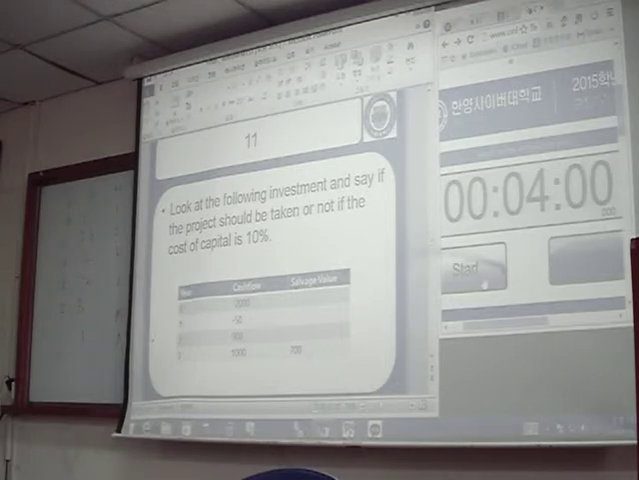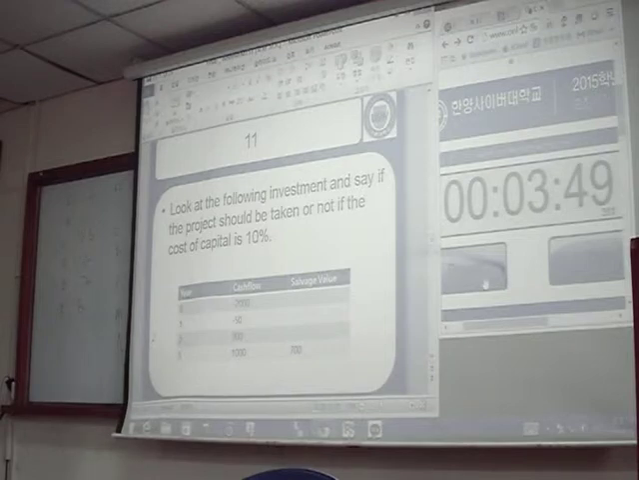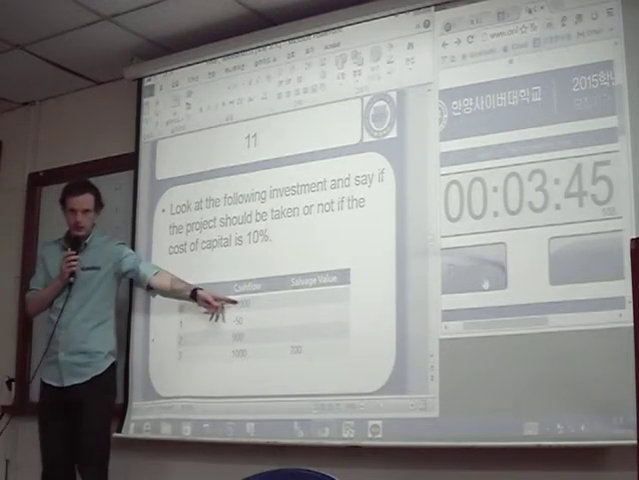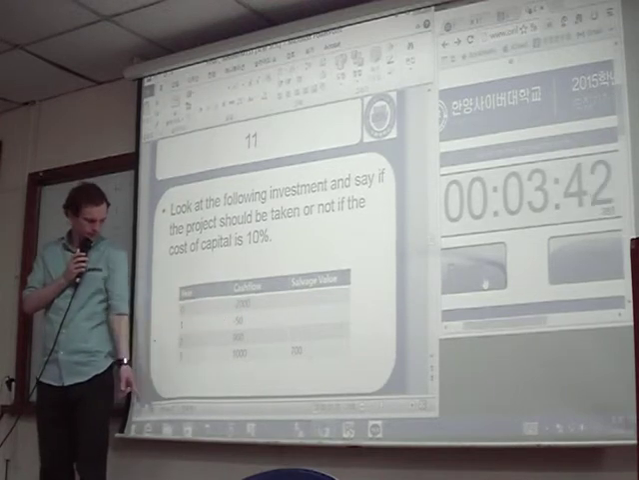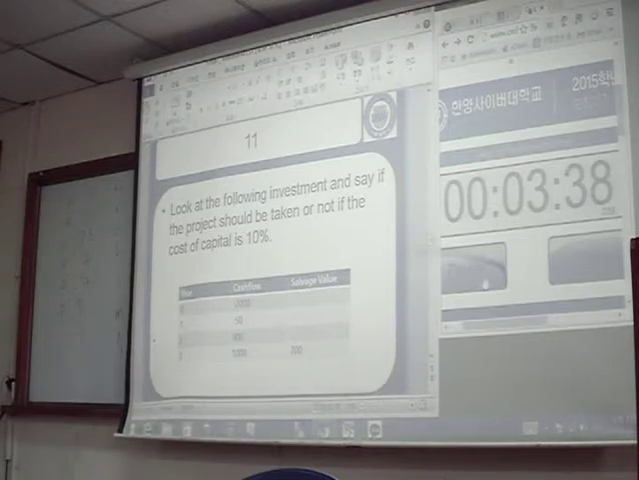So let's take 4 minutes for this one. Find the net present value of the cash flows and say whether the project should be taken or not. Minus 2,000, year 0, minus 50, year 1, 900, year 2, 1,000, year 3.